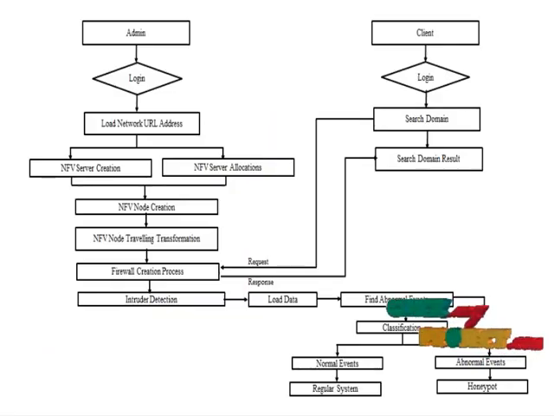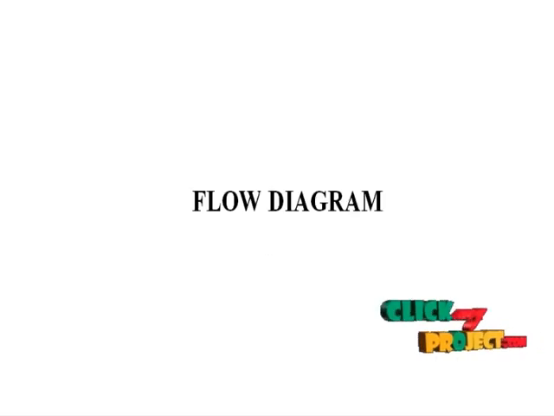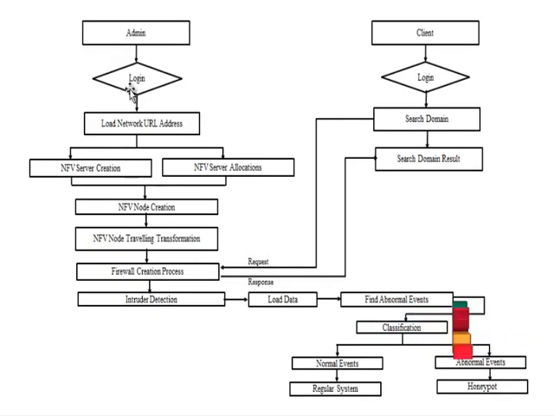Now we are going to see the flow of the process. There are two participants, admin and client. The admin will log in and load the URL address, then do server creation and server allocation, and then create the node for transferring the file. Then calculate the traveling transformation, and then create the firewall creation process.